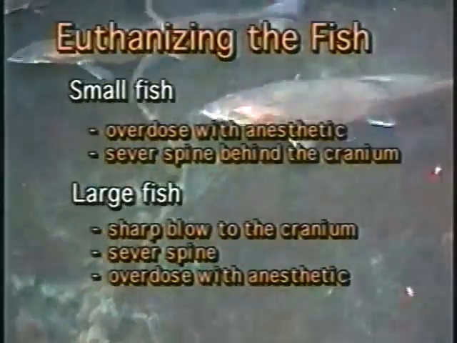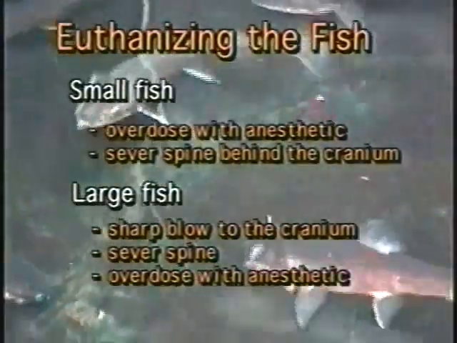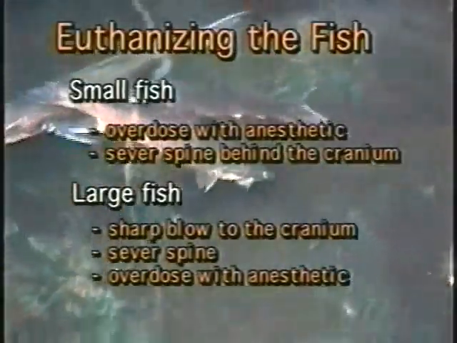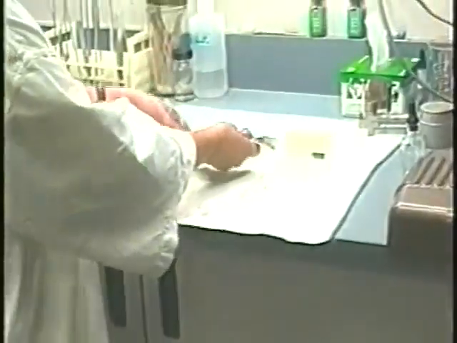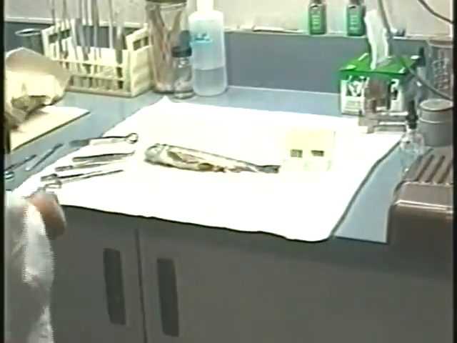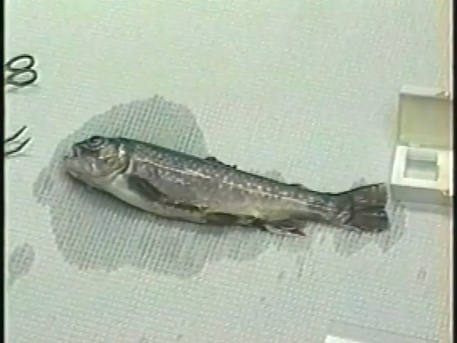Large fish can be killed by a sharp blow to the cranium, by severing the spine with a knife, or by overdose with anesthetic. The fish should be laid on the work surface with its abdomen facing you so that the body cavity can be easily opened and examined.